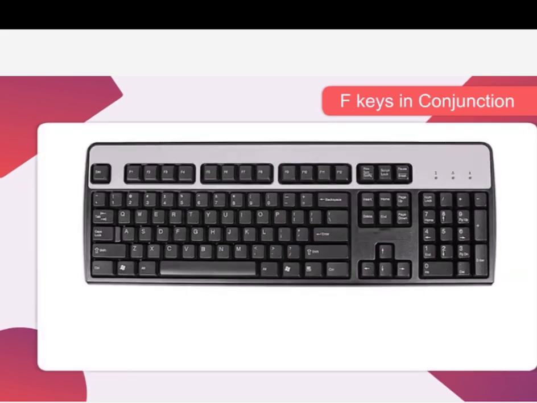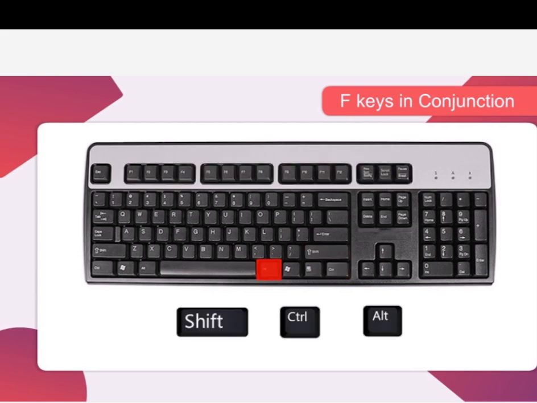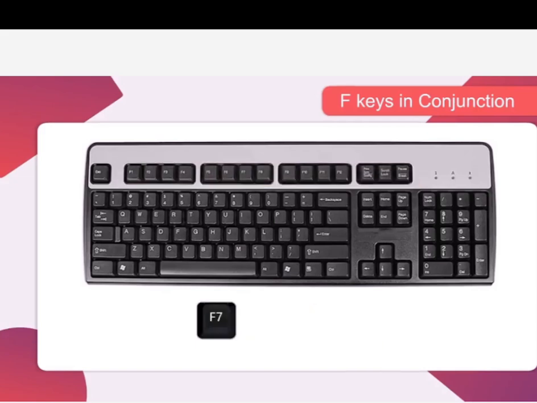In addition to individual functions, the function keys are used frequently in conjunction with other keys. For example, the Shift key, the Control key, and the Alt key are frequently used in conjunction with the function keys or other lettered keys. In Microsoft Word, the F7 key is used for checking spelling and grammar. When the F7 key is used with the Shift key, it opens up the thesaurus function.